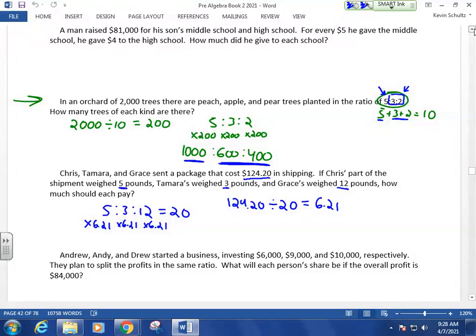right? So by adding these parts of the ratio up to get that 20 and dividing that by our whole, what this essentially means in context here is you're paying $6.21 per pound. And so 5 pounds times $6.21 is $31.05. That's Chris's. 3 pounds times $6.21 is $18.63. That's Tamara's. And then 12 pounds times $6.21 is $74.52. That is Grace's portion.